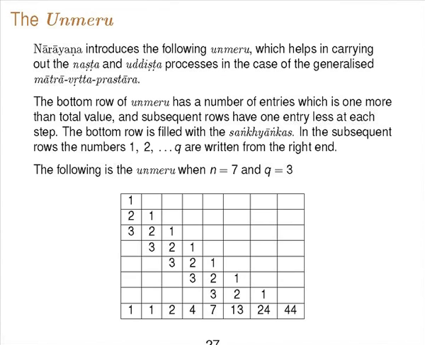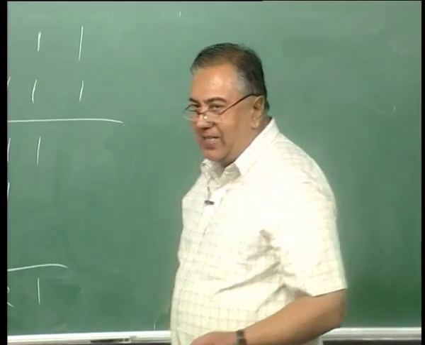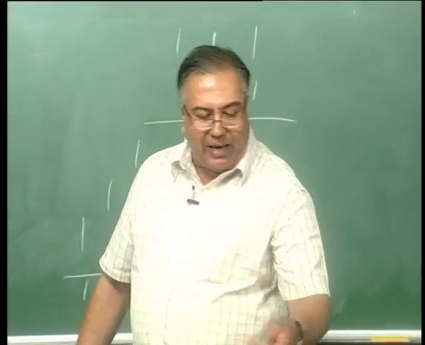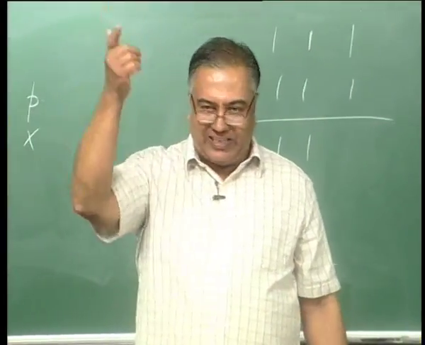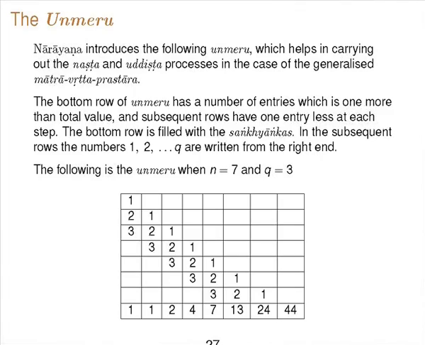Okay. Now Nashta and Uddishta also have to be done, and there also Narayana comes up with a very interesting tabular figure, and this tabular figure is again defined at the beginning of the chapter. This tabular figure is called Unmeru, the lofty Meru. So what is the construction? In the bottom row you put the Sankhyankas, the generalized Virahanka sequence 1, 1, 2, 4, 7, 13, 24, 44, when n is equal to 7 and q is equal to 3.